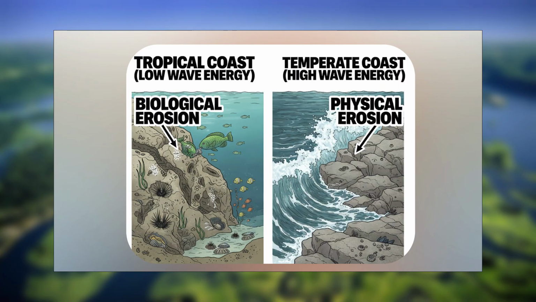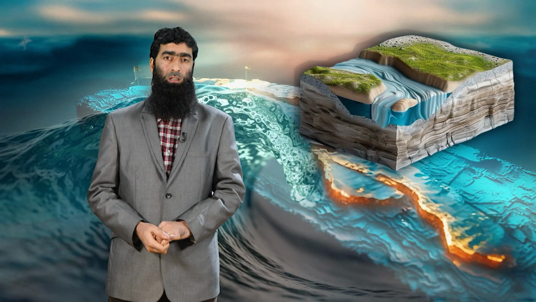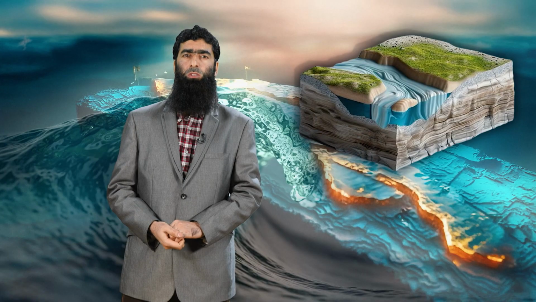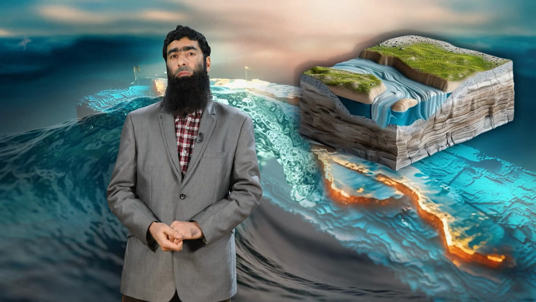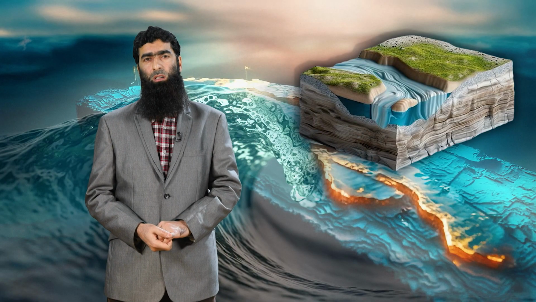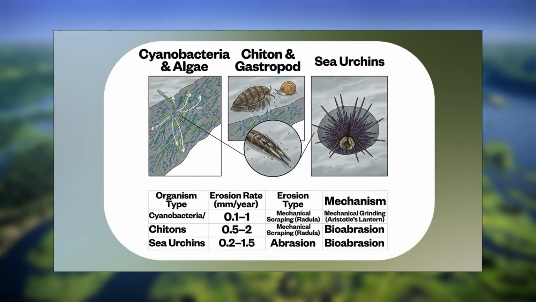Biological erosion, that means the breakdown of rocks by organisms, is more important in coasts where wave energy is low. Rocks are eroded chemically through chemical secretion, mechanically through rasping, or both. Cyanobacteria and algae are the major bioeroders, while many animals like chitons, gastropods, and echinoids weaken the rock surface chemically and through their teeth and hard body parts.